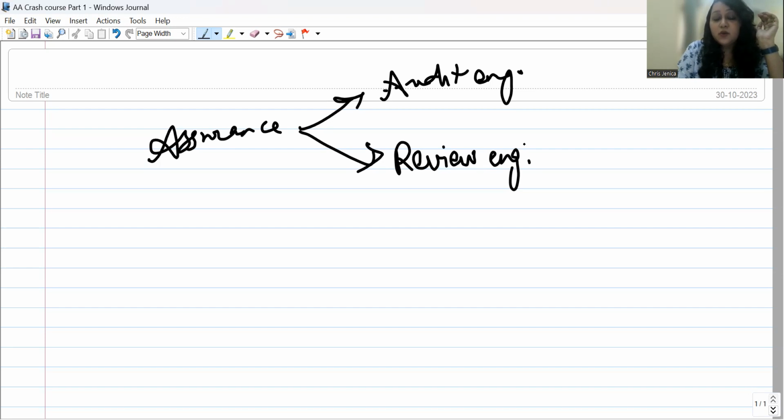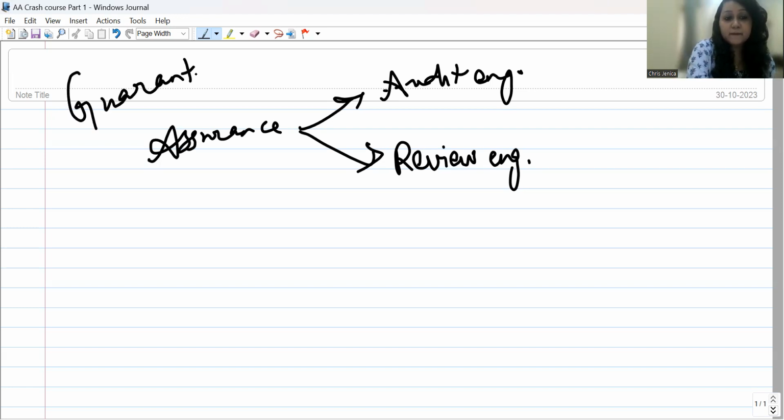Now, what kind of assurance can I provide based on these audit engagement and review engagements that I'm going to carry out? Will I be able to provide an absolute assurance? That is, will I be able to give a guarantee that yes, these financial statements that I have audited are completely free of material misstatements? Can I do that? The answer is no. I'll not be able to provide a complete guarantee.